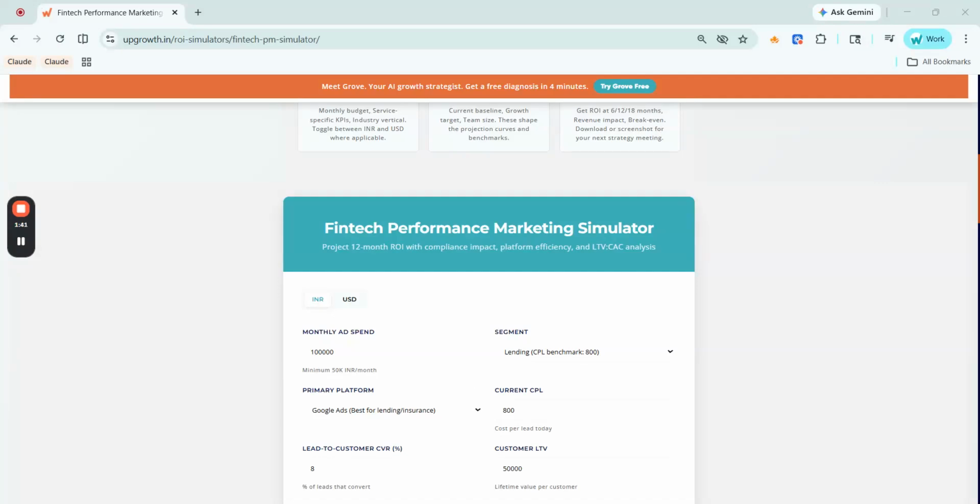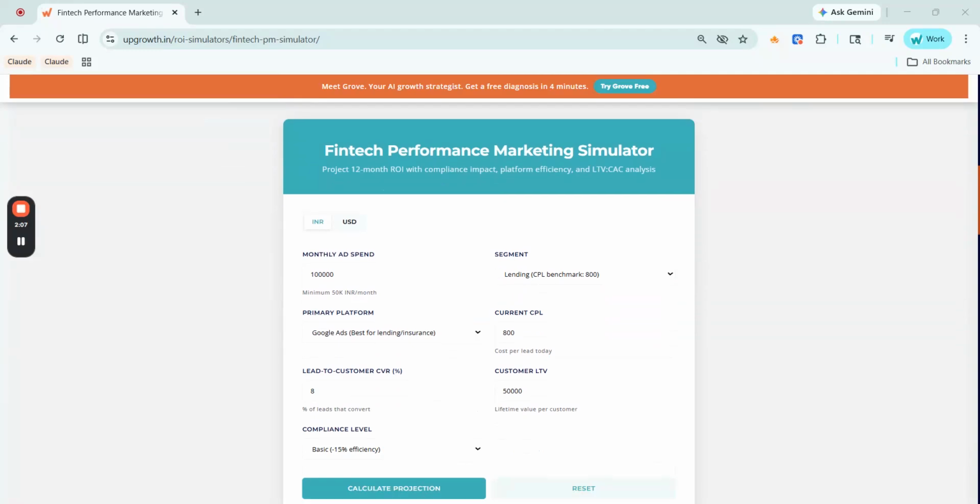And current CPL is your cost per lead today. I've entered rupees 800, which matches the lending benchmark. And lead to customer CVR is the percentage of leads that convert into paying customers. For a lending business, this covers the full journey from lead to loan application to disbursal. And customer LTV is the lifetime value of a single customer, how much revenue that customer generates for your business over their full relationship with you.